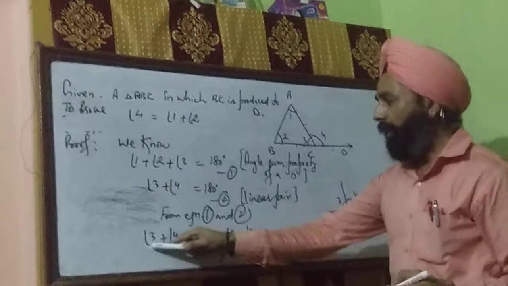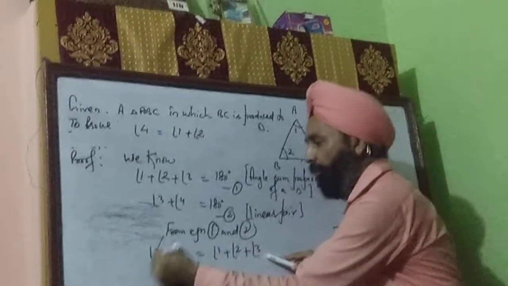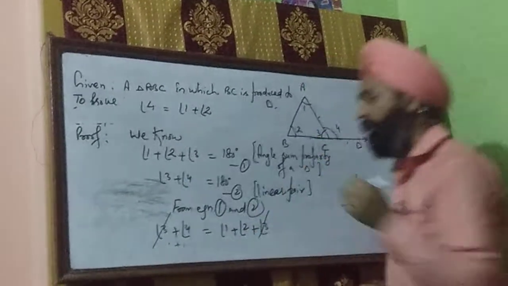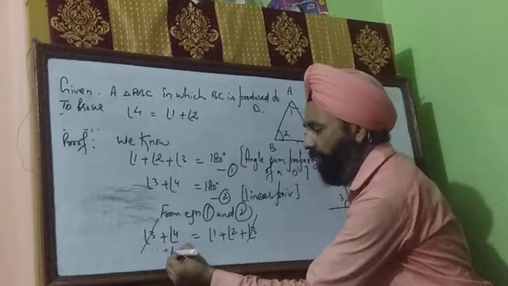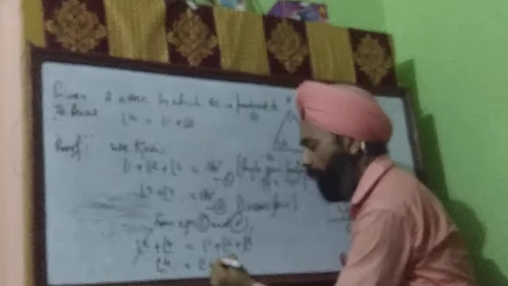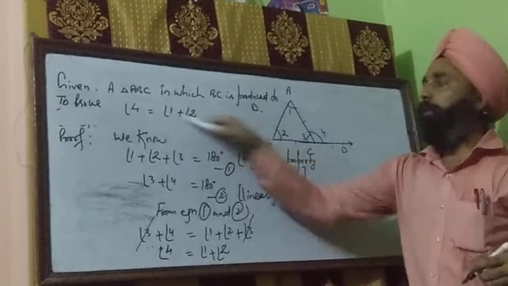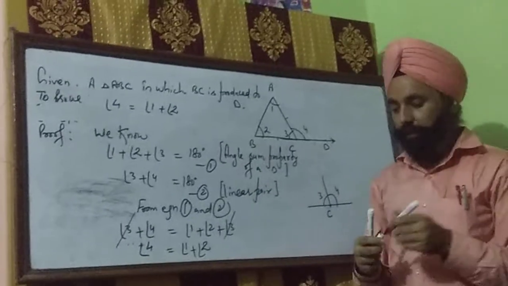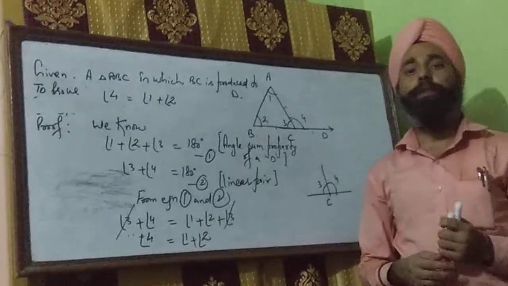Now angle 3 and angle 3 is on both the sides of the equation, so angle 3 gets cancelled and the result is angle 4 equals angle 1 plus angle 2. This one is the property that we had to prove. This one is called exterior angle property of a triangle.